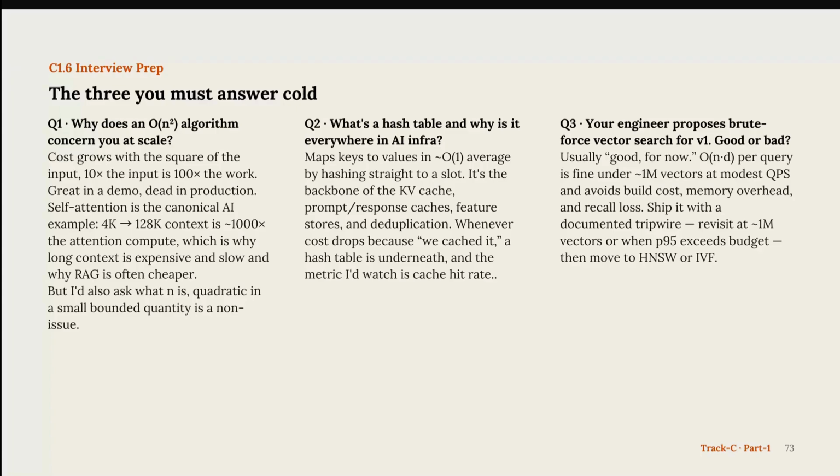Imagine they ask you a question like, what's a hash table and why is it everywhere in AI infra? So we know that a hash table maps keys to values, and the lookup is almost of the order of O(1), a straightforward search. Yeah, and we also know that it's the backbone of the KV cache, prompt response caches, the feature stores, and deduplication logic that we write. Yeah, whenever cost drops because we cached it, a hash table is the reason underneath it.